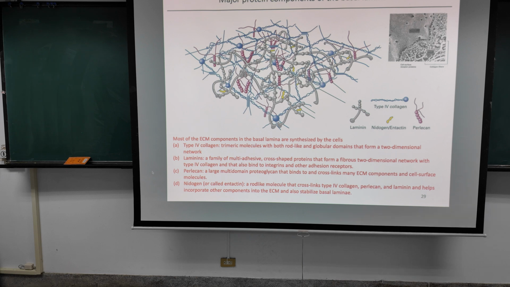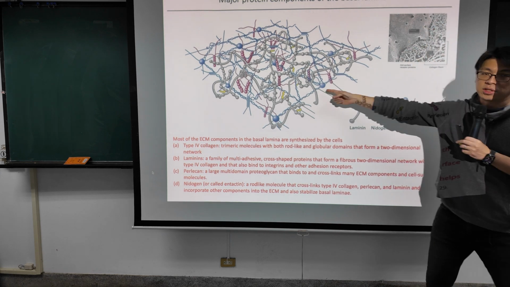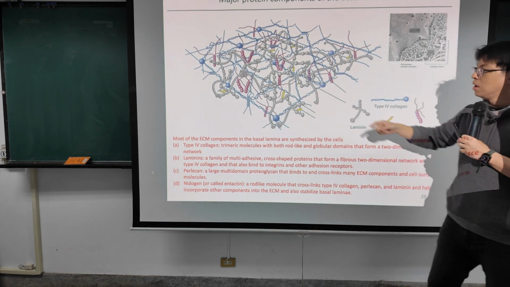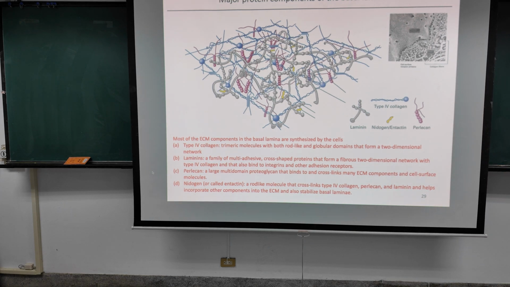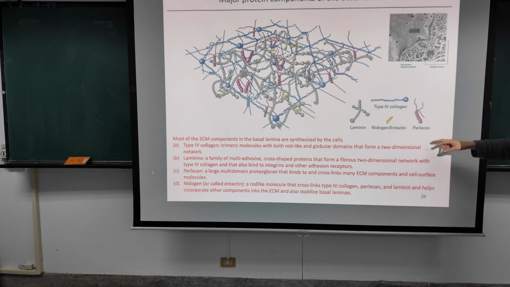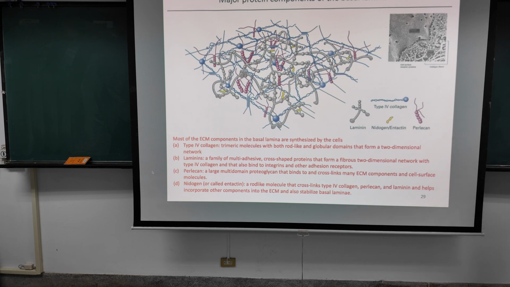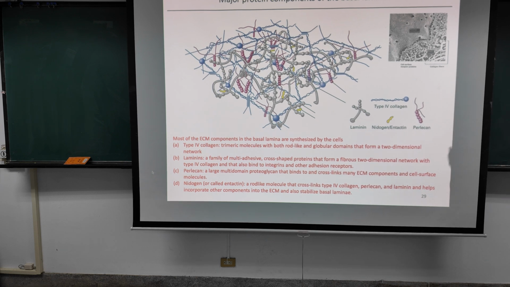And as I showed you before, this is the EM graph of the basal lamina, right? And this is the skeleton of that network. So there are several major components of the basal lamina: laminin, nidogen, type 4 collagen and perlecan. Basically the key concept here is that those guys provide a lot of binding sites. Those binding sites allow the cell to bind itself, to do the self-assembly.